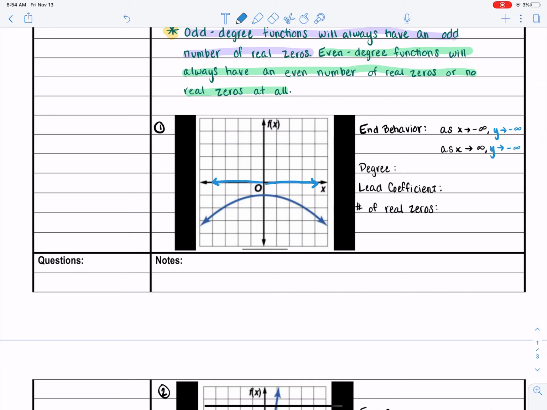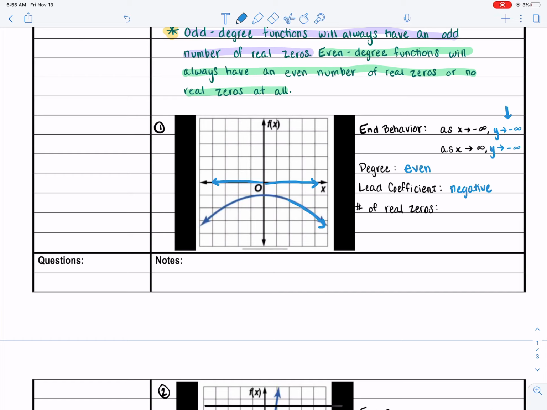Okay, the degree. We know the degree based on the end behavior. Because the y values are going in the same direction, the end behavior is the same, we know that this is an even degree. So this might be an equation that's x to the 4th or x squared. The leading coefficient. In order to find the leading coefficient, we need to look at the end of the graph, just the right side. Because the right side is going down, we know our leading coefficient is going to be a negative number.